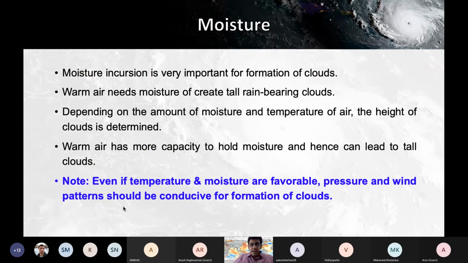Moisture is one of the important aspects. I don't need to elaborate. Ocean is the main source of moisture. 70 to 80% of the moisture comes from the ocean. So the movement of the wind from ocean to land is very important, and the formation of a low pressure over ocean is very important.